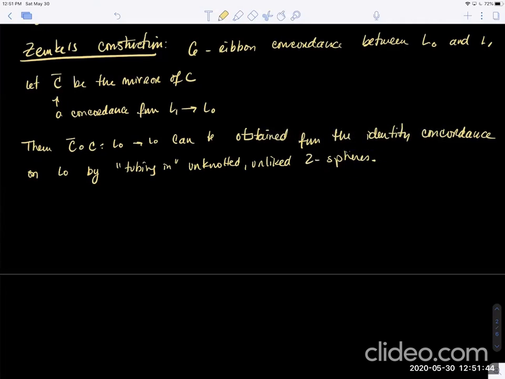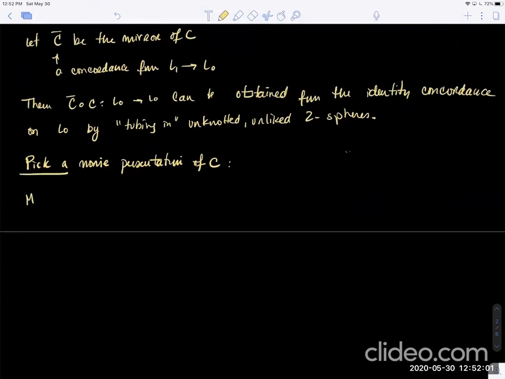Okay, so how do you do this? Well, the step is the following. The trick is that you pick a movie presentation in a very precise way. So pick a movie presentation of C, such that the first move is you start with n births, right? Which is basically just saying you're adding unknots U1 through Un, some particular number, that are disjoint from your original knot, in this case K0, and each other.